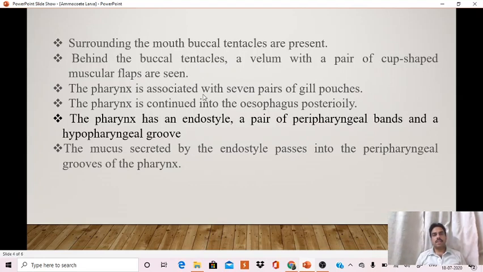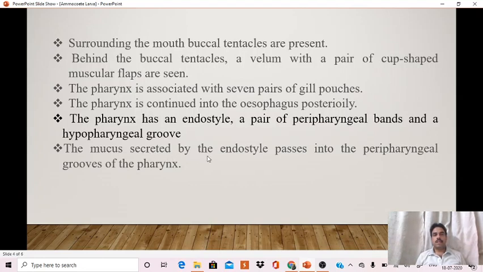The pharynx is associated with 7 pairs of gill slits. Pharynx is continued into the esophagus posteriorly. The pharynx has an endostyle, a pair of peripharyngeal bands and hypopharyngeal groove. So it is a special character, presence of endostyle in the larva of Petromyzon.